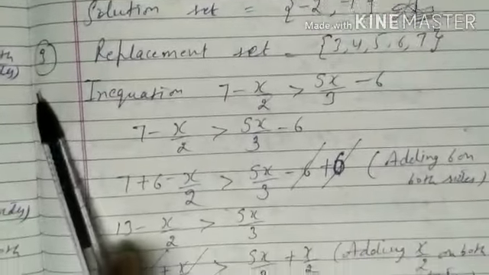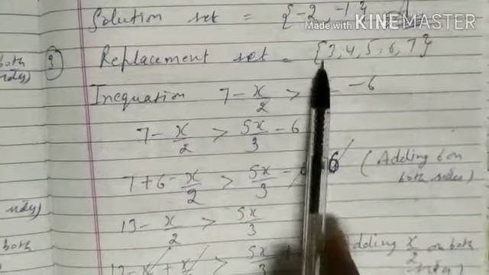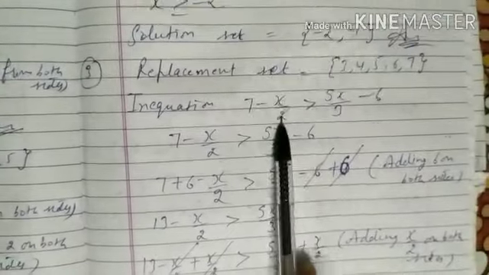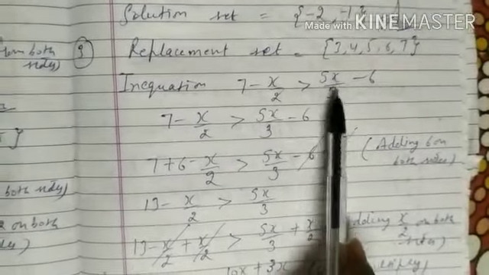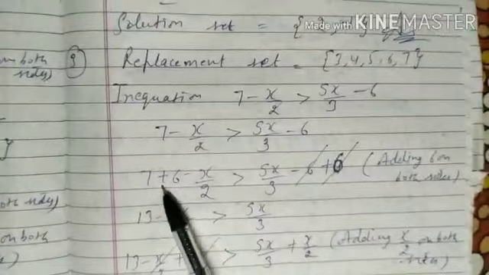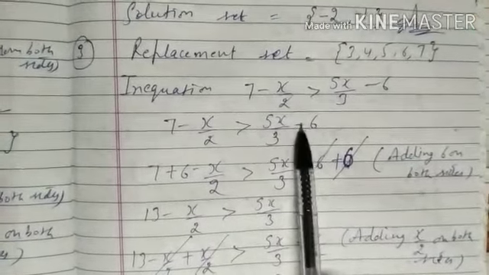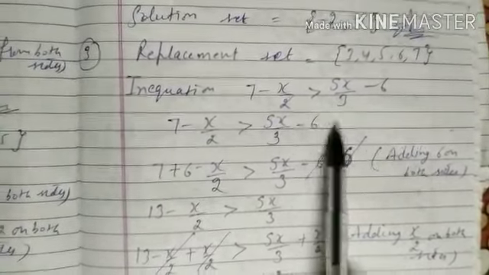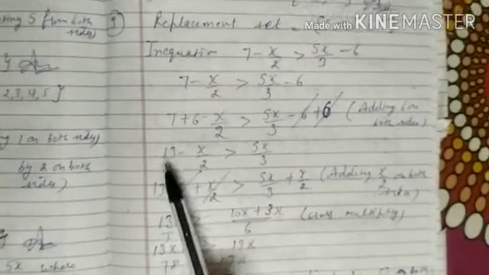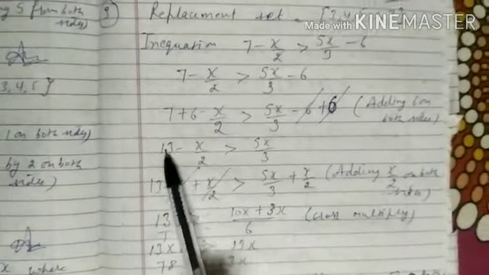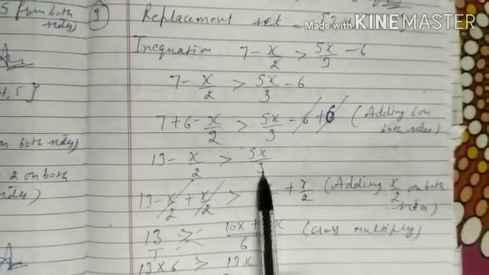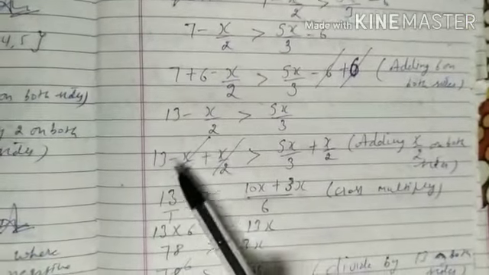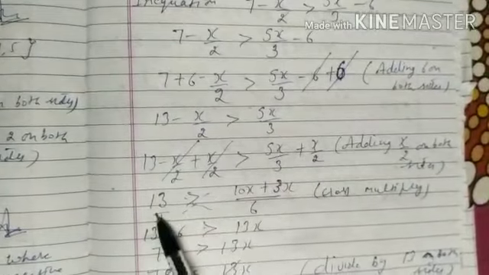Now third sum. In third sum, replacement set is given 3, 4, 5, 6, 7. Inequation is 7 minus x upon 2 greater than 5x upon 3 minus 6. In first step, we will remove this 6 by adding 6 on both sides because it is minus, so we will add. And in second step, solution is 13 minus x upon 2 greater than 5x upon 3. Now in next step, we will add x upon 2 on both sides.